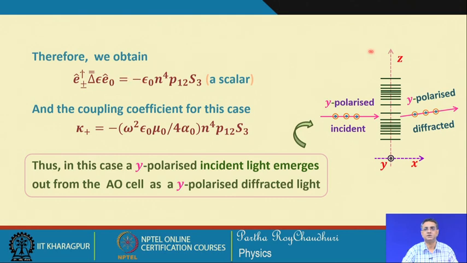And to get a more clear picture about what is happening, you have an acoustic wave which is traveling along the z direction, and the incident optical wave, light beam, is traveling along x direction, very close to x direction, and it has y polarization. When it is diffracted out, whether it is plus order or minus order, the case we studied, then it is again y polarized. That means, for the case of longitudinal acoustic wave, the polarization of the incident optical beam is not changed, it remains the same. Thus, y polarized incident light emerges out from the acoustic cell as y polarized diffracted light. So, there is no change in the polarization because of the coupling due to diffraction in this case.